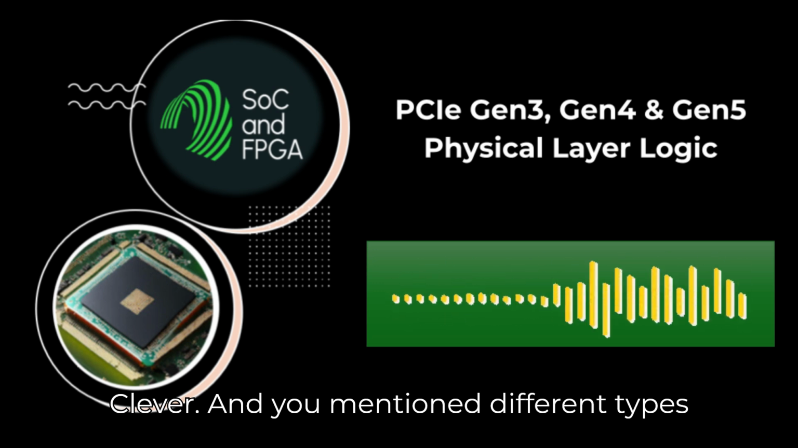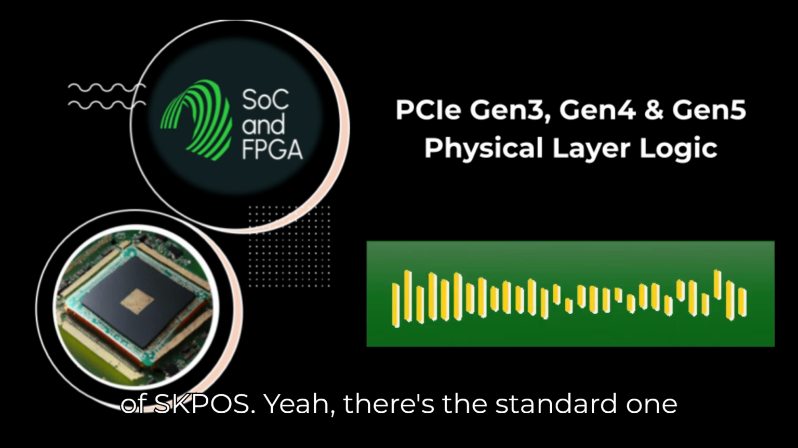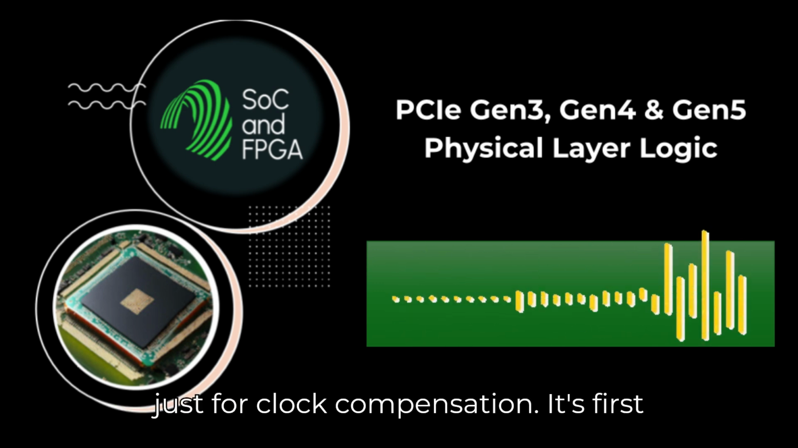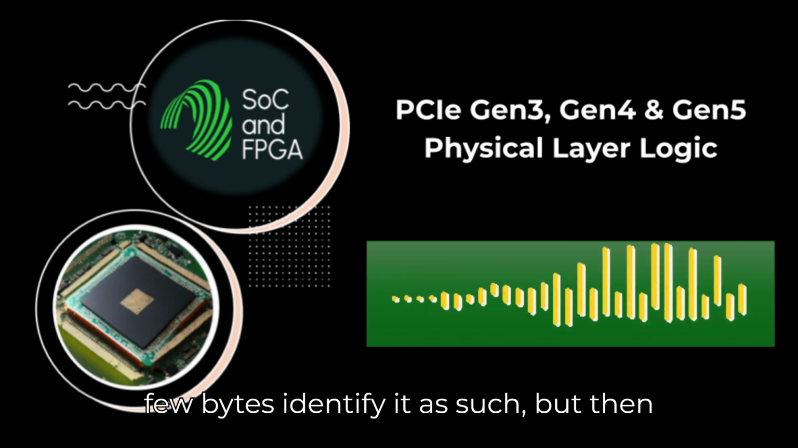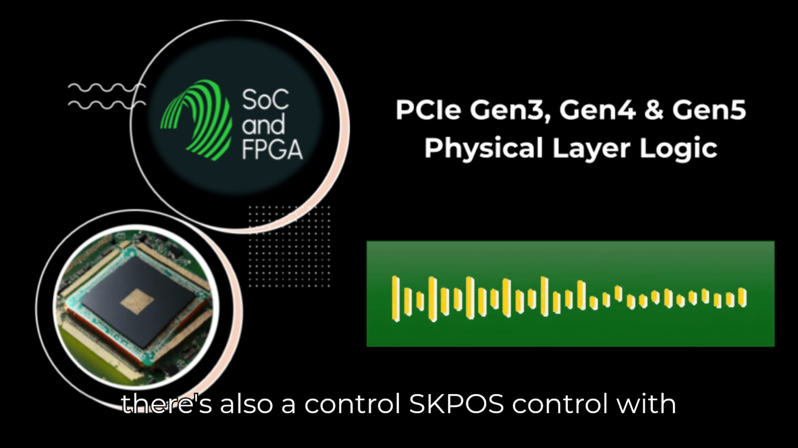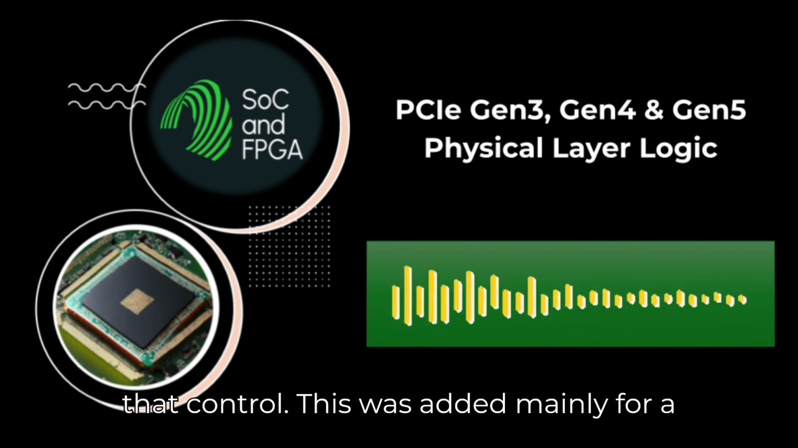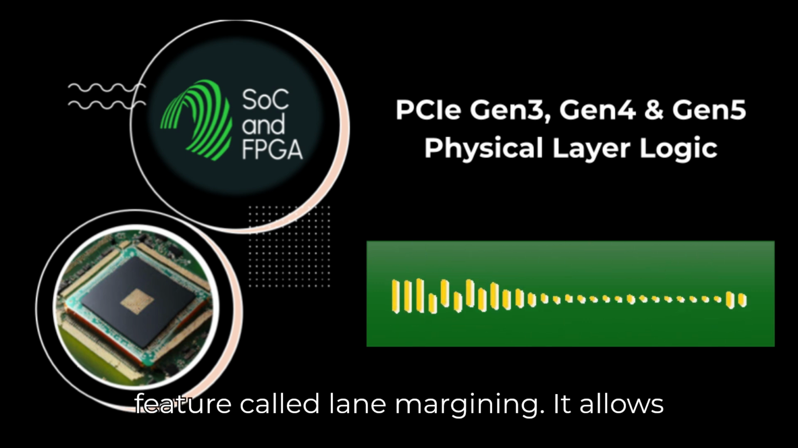Clever. And you mentioned different types of SKP OS. Yeah, there's the standard one just for clock compensation. Its first few bytes identify it as such, but then there's also a control SKP OS. Control? What's that? This was added mainly for a feature called lane margining.